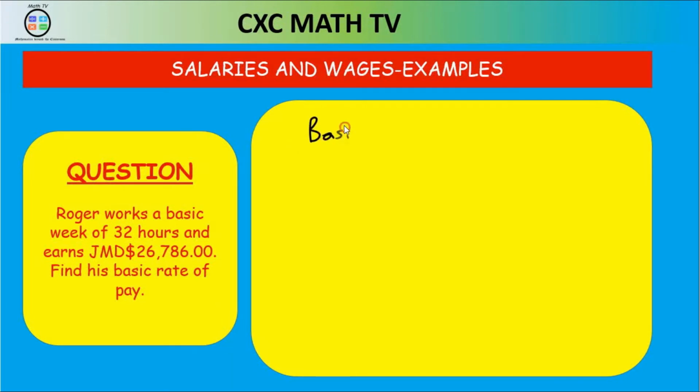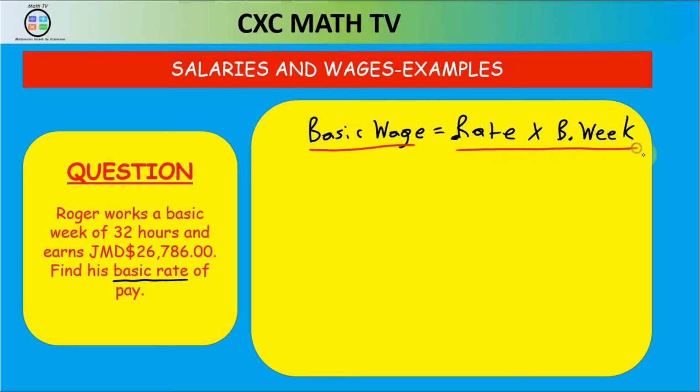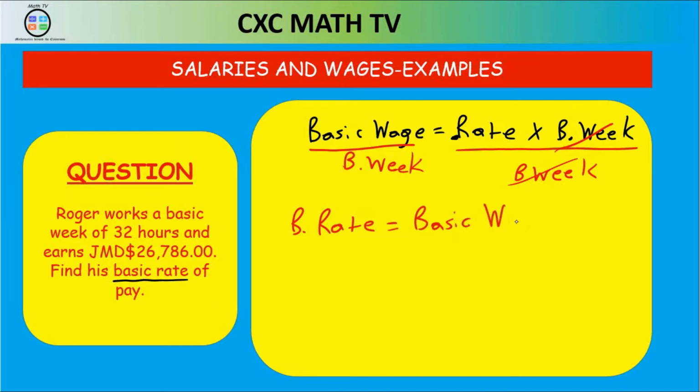So we know that basic wage is equal to basic rate times basic week. All right. Now we are trying to find the basic rate, right? This is what we're trying to find, the basic rate. Since we're trying to find the basic rate, we're going to transpose the formula. So divide both sides by the basic week. Dividing both sides by the basic week, we end up getting that the basic rate is equal to the basic wage divided by the basic week.